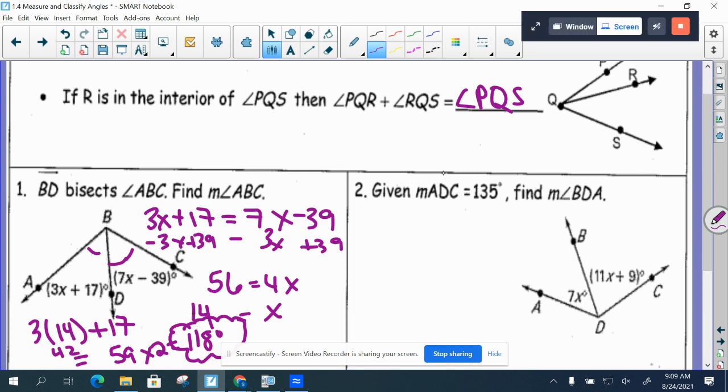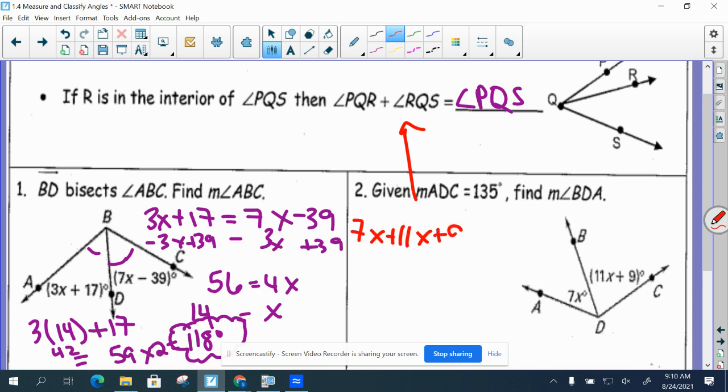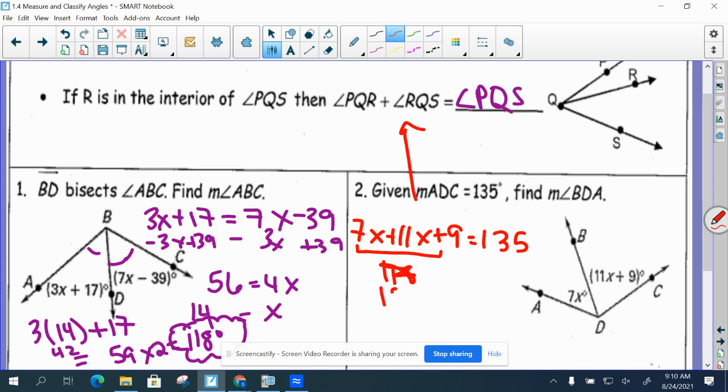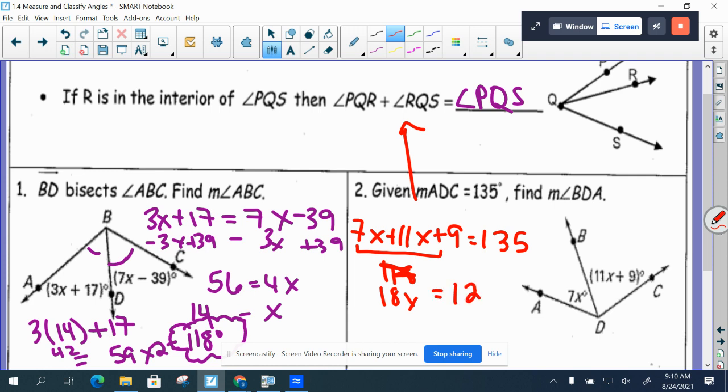Okay. Number 2. Once again, we can't set them equal to each other because it doesn't say that D is a bisector. But they did give us the measure of the entire angle. So we could use the angle addition postulate, that postulate up there, and say that this plus that equals 135. So let's do that. 7x plus 11x plus 9 equals 135. Add up your 2 x's: 18x. Subtract 9. So 126.